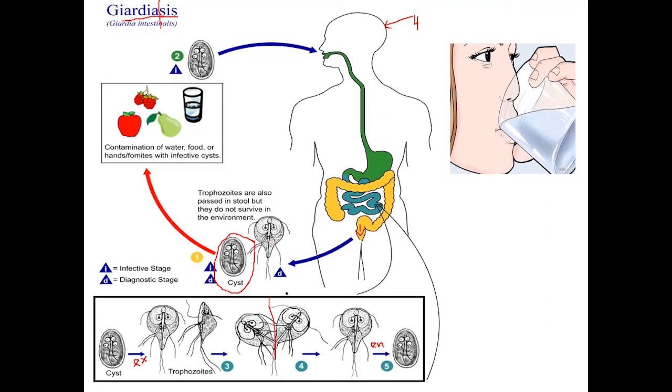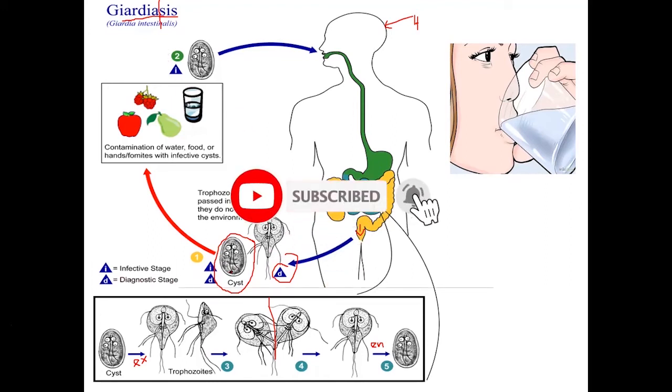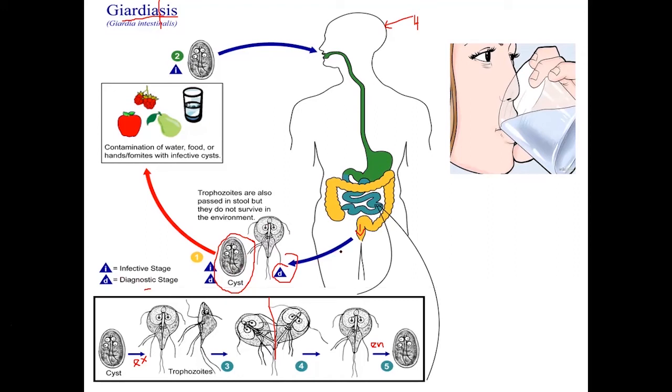Here, see, they have mentioned D and I. What is meant by this? D is the diagnostic stage. Here we can say the diagnostic stages of giardiasis are the trophozoite and the cyst. Both act as diagnostic stages. If we see the fecal matter under the microscope and find the cyst and the trophozoite in that fecal matter, that is the diagnostic stage, and we can say it is positive for giardiasis.